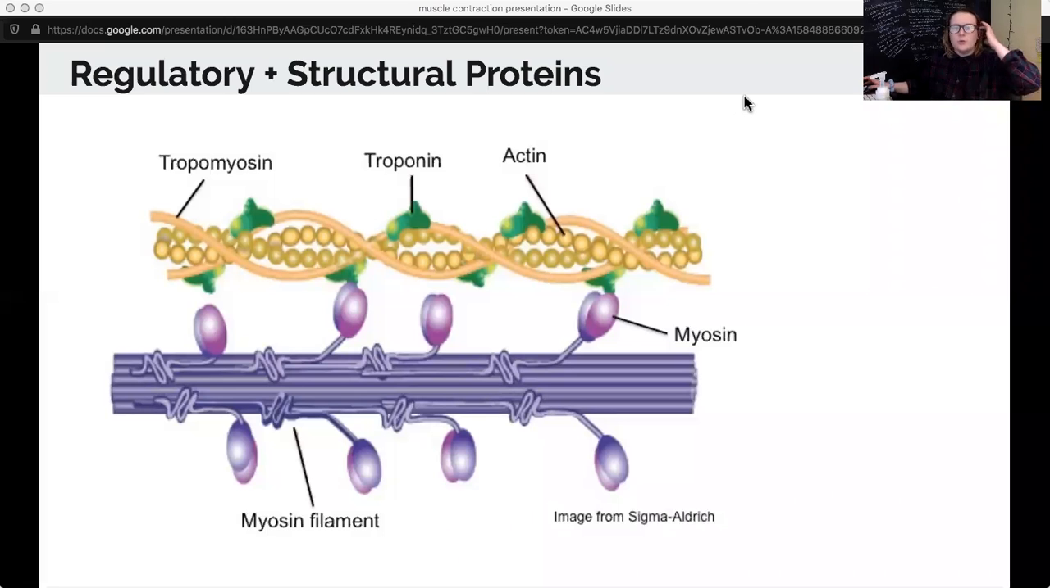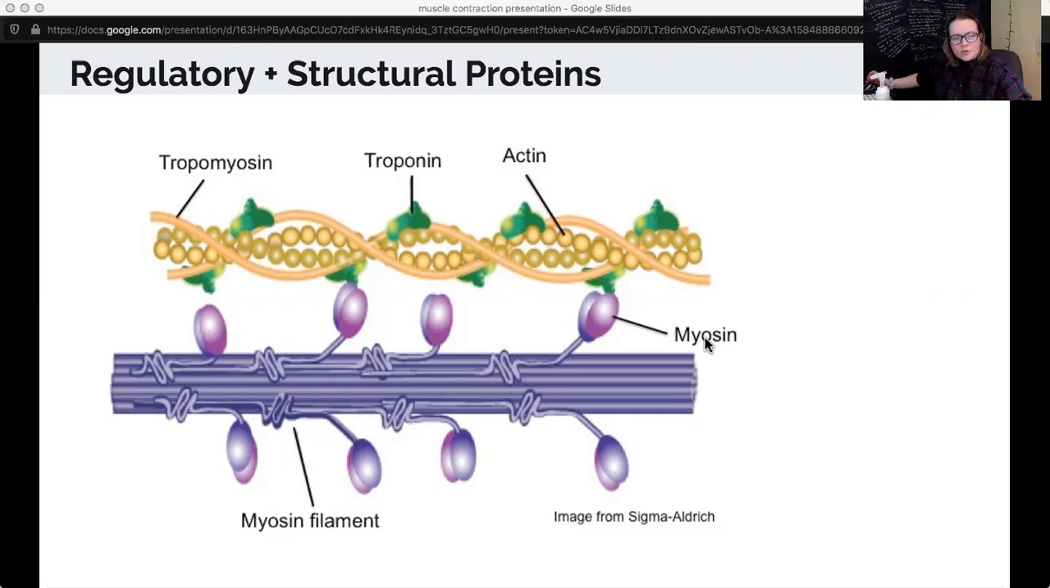In addition to the contractile proteins, there are also regulatory and structural proteins. The regulatory proteins are tropomyosin and troponin. They turn contraction on and off by blocking the myosin head, because if ATP can't bind to the myosin head, the muscle can't contract. So they control whether the myosin heads are exposed, and thus whether the muscle contracts or is relaxed.